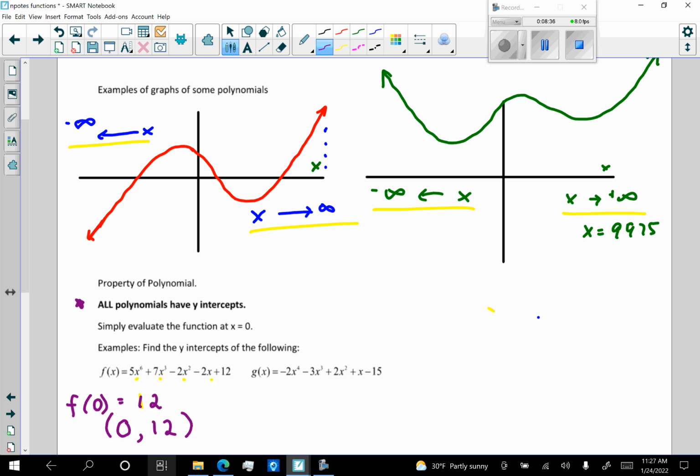Next example here, this g of x. If I want to find the y-intercept of g of x, I'm simply going to put 0 in for x, and again, look what I'm going to have: 0, 0, 0, 0, negative 15. So the y-intercept of this particular graph is (0, negative 15). Okay? All polynomial graphs have y-intercepts.